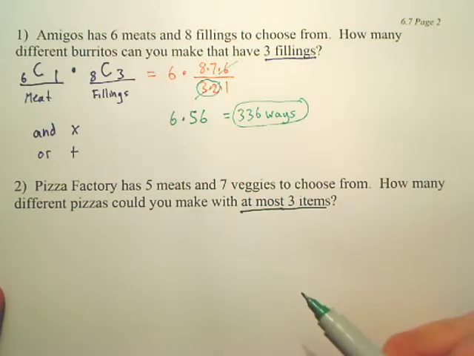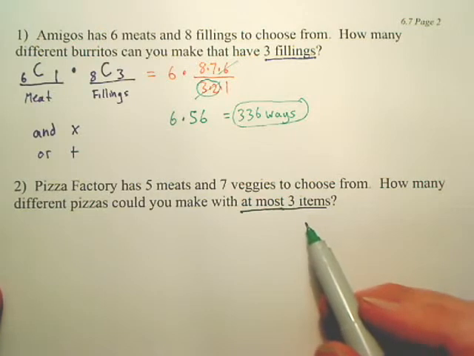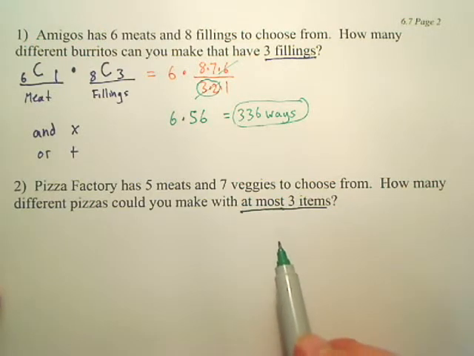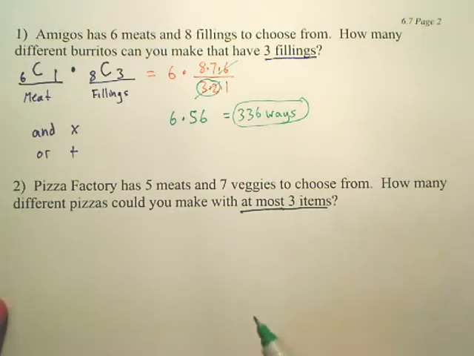Now, if you have at most 3 items, could you have a no item, a cheese? Absolutely. Could you have a 1 item, a 2 item, or a 3 item? Yes. Could you have any of those? Yes, if it's at most 3 items. Now, we're not going to pay any attention to the size of the pizzas. Assume it's a medium or whatever, a certain size. We're just talking about different pieces on top.